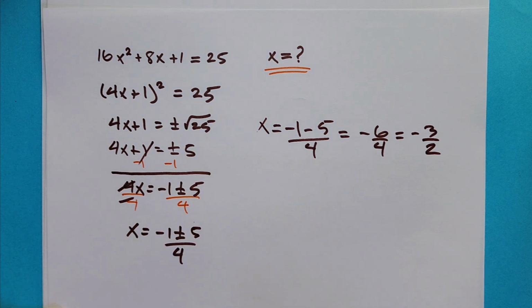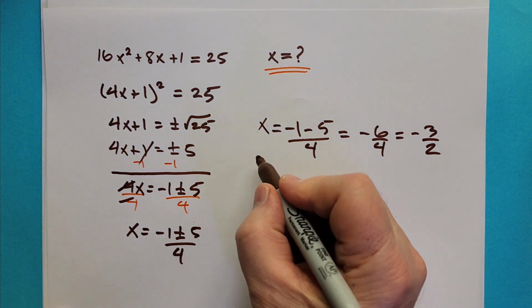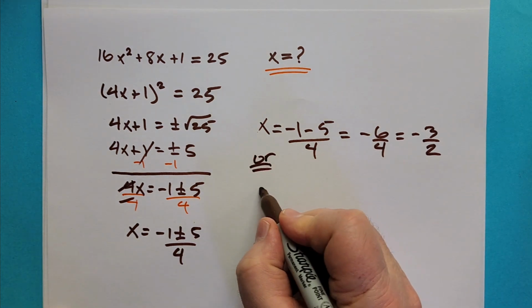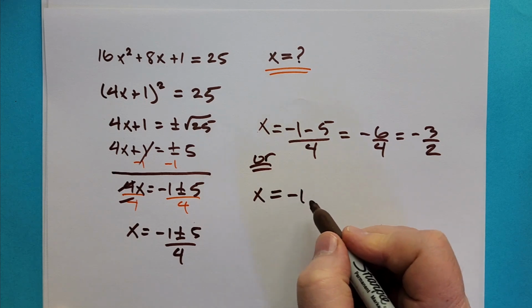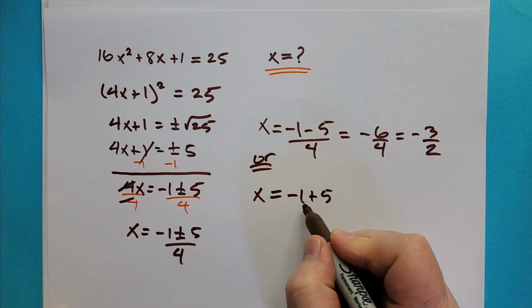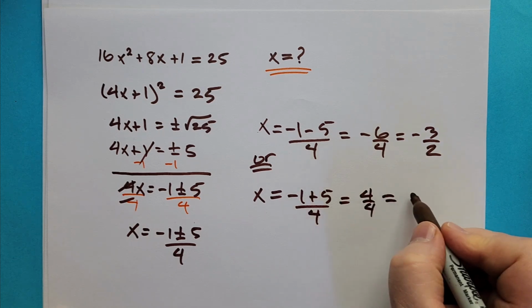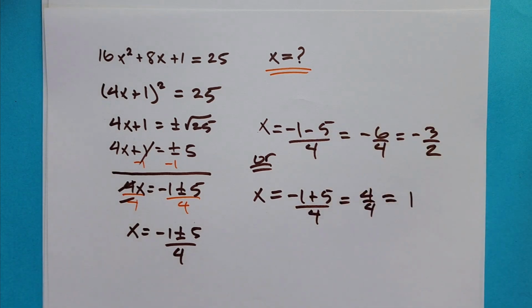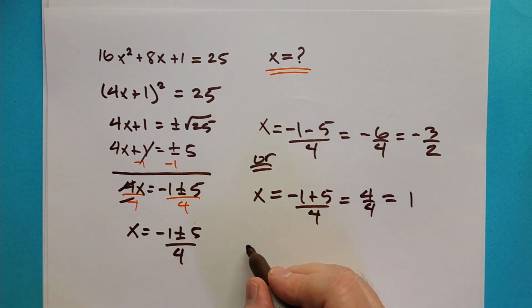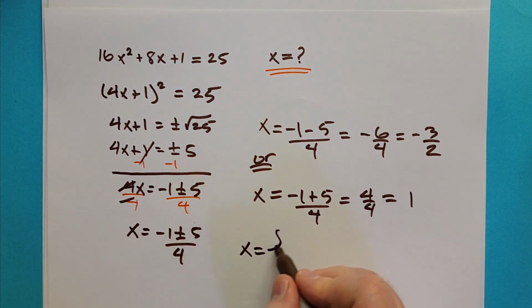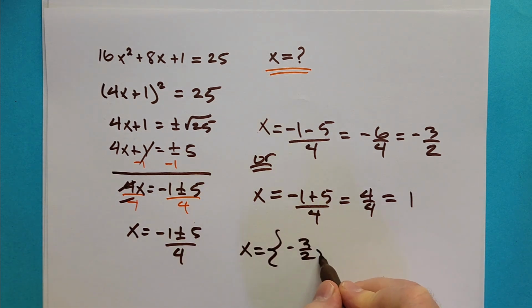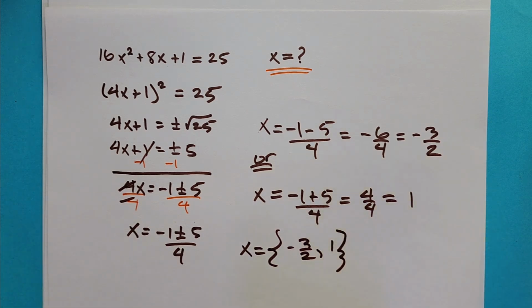3/2. So that's one of our roots, one of our rational roots. The other root is x is equal to negative 1 plus 5 over 4. And that's going to give us 4 over 4, or 1. So there's our two roots to our equation. And just like before, we can go ahead and write it as a list. So x is equal to negative 3/2 and 1. We write those in order in the set roster notation.